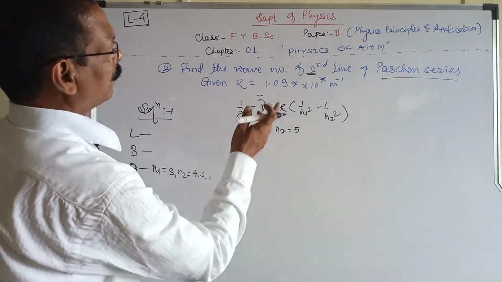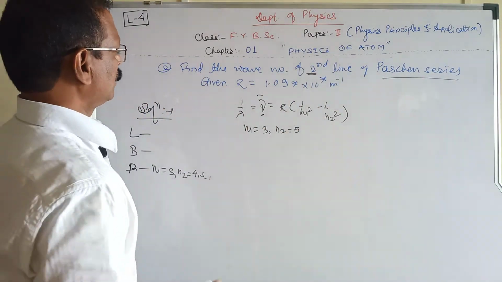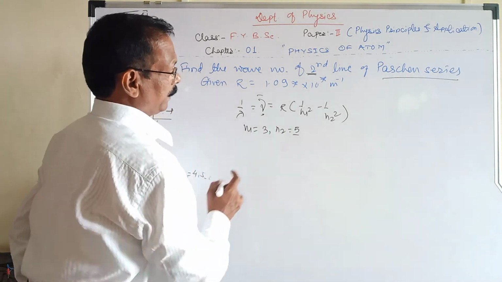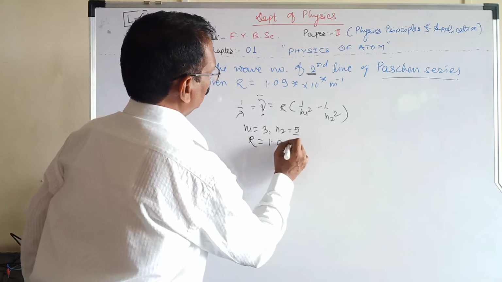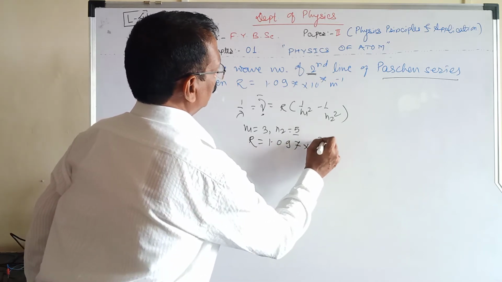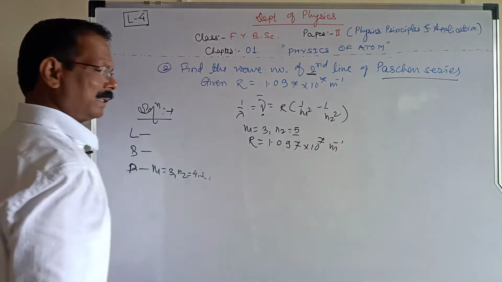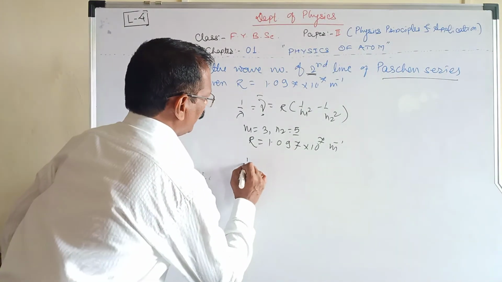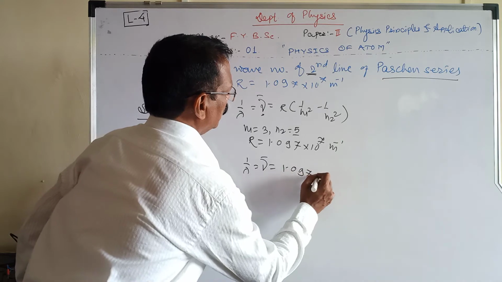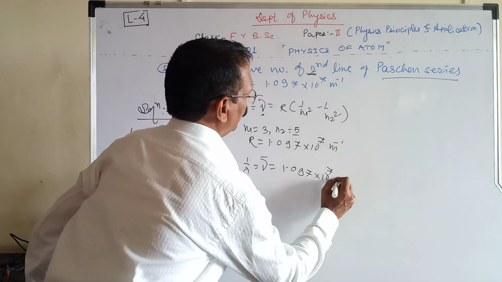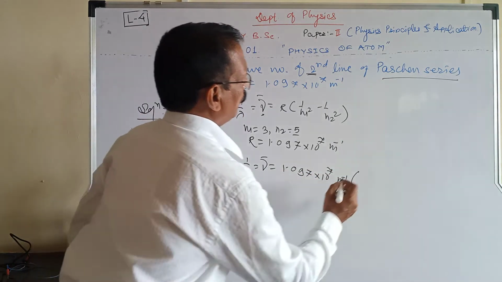And what do we have to find? Find the wave number here. So we got this information. Rydberg constant R is given, it is 1.097 into 10 raised to 7 per meter here. Now the remaining is the calculation here. So 1 upon lambda is equal to nu bar is equal to 1.097 into 10 raised to 7 per meter into 1 upon n1 square.